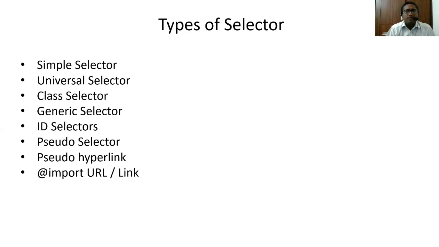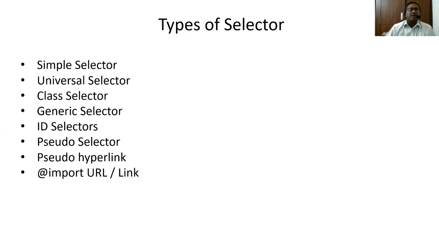It is called simple. Universal means common for all, the star. If I want to make everything color green, I write star, curly brace open, color colon green. Class selector means even h1 will be a tag, h2 will be a tag. So for h1, I can use the class h1.a1, h2.a1. Both contain a class, so it will affect these two.